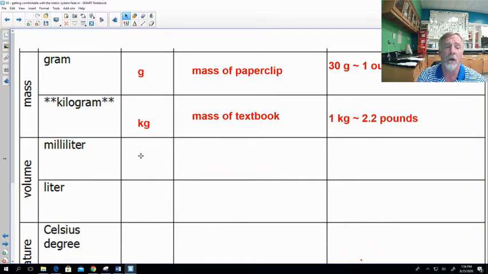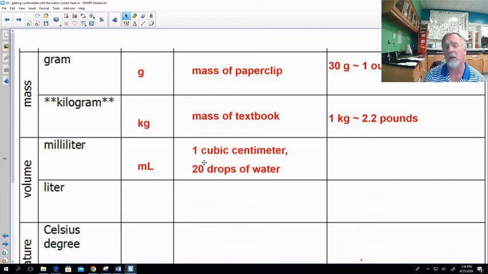Now we're going to talk about volume. Units of volume in the metric system. The first one we're going to talk about is milliliter. We abbreviate that as ml for short. And about how big is a milliliter? Well, it's the same thing as 1 cubic centimeter. That's a definition. And it's about 20 drops of water. So it's not big at all.